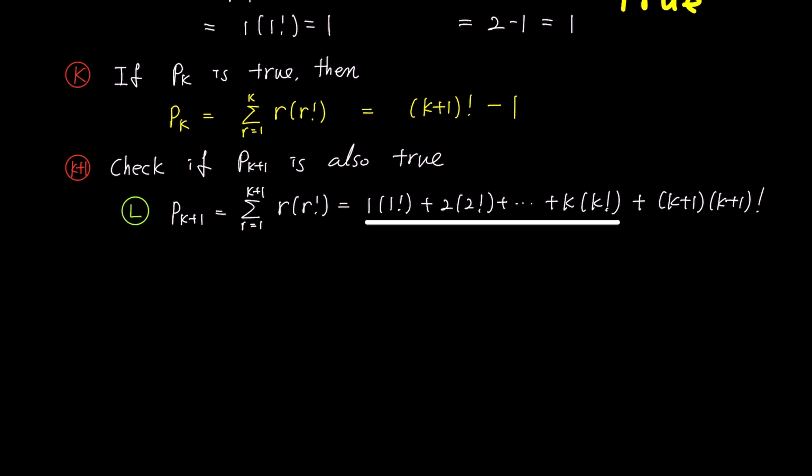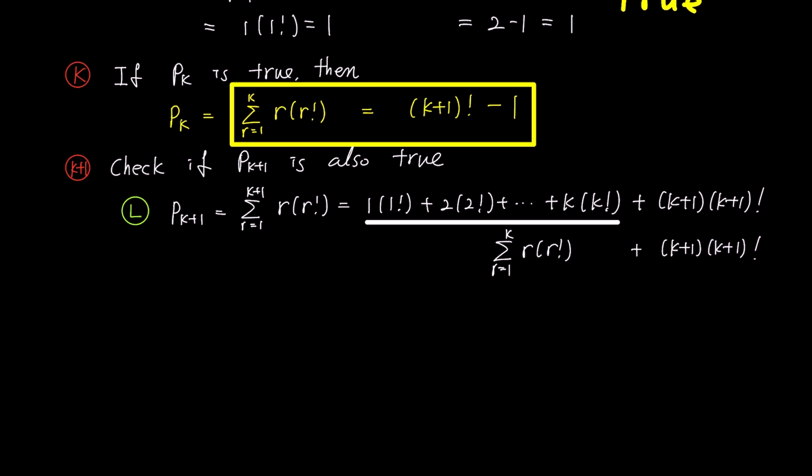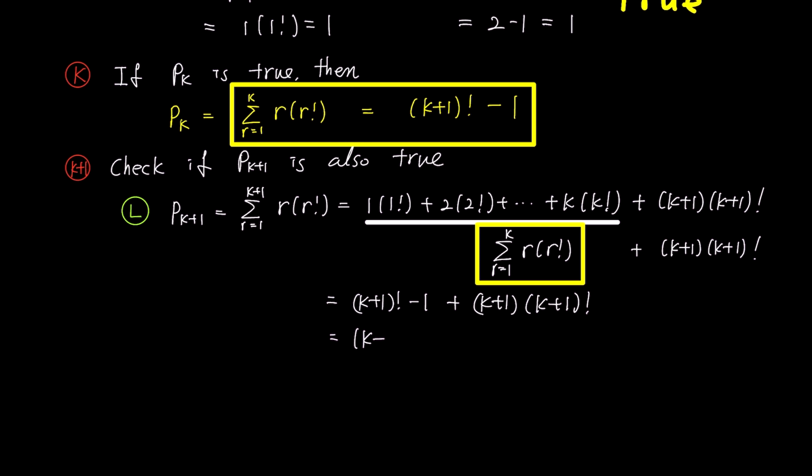However, the underlined sum up to the kth term can be expressed as the sum of r times r factorial as r goes from 1 to k, and adding k plus 1 times k plus 1 factorial at the end completes the left side. Looking at the yellow box above, the sigma sum is equal to k plus 1 factorial minus 1, so we can substitute it in. Then the left side becomes k plus 1 factorial minus 1 plus k plus 1 times k plus 1 factorial. And rewriting it, we get k plus 1 factorial plus k plus 1 times k plus 1 factorial minus 1.